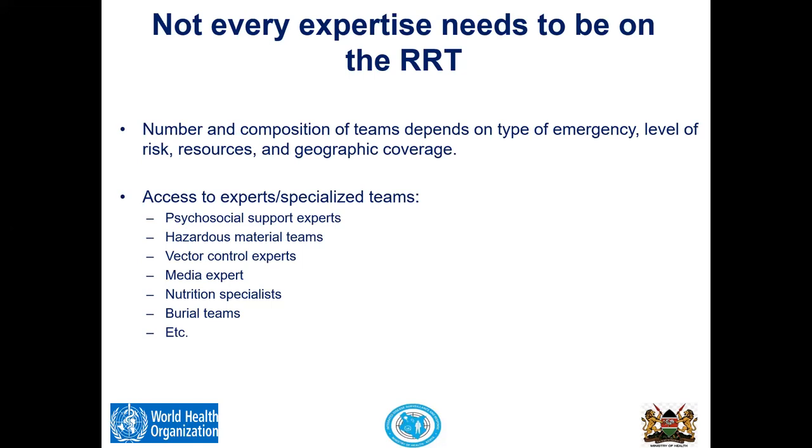These teams include psychosocial support experts, hazardous material teams, especially if the emergency is of radionuclear or chemical origin. Then you need vector control experts if you're dealing with a vector-borne disease. An example is the confirmed yellow fever we had in Isiolo earlier in the year. We had to send a vector control team to conduct a vector assessment and see how to reduce the vector population within that region. We'll also need media experts because there is usually panic and anxiety during emergencies, and you need a trained communication expert to know how to relay the necessary information to the public. Sometimes you need to work with nutrition specialists and burial teams, especially if the disease or outbreak you're dealing with is associated with high case fatality rates, such as Ebola.